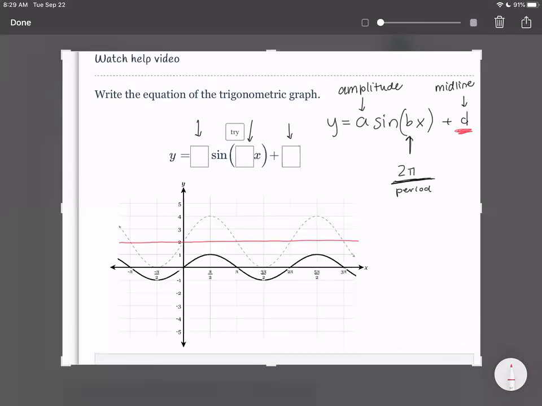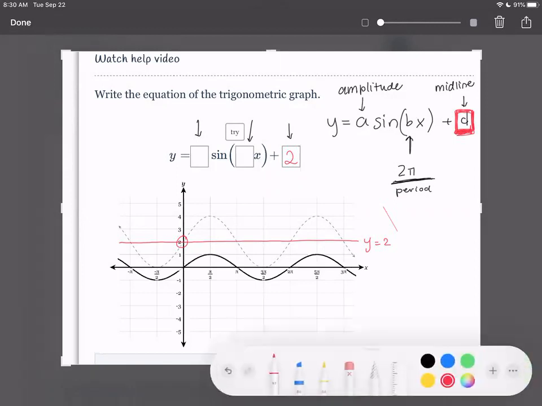Okay, so this is our midline, and it is at the height of 2. So this is the equation y equals 2. And we're going to put our midline over here as a positive 2, because the midline is the thing that goes at the end, according to this equation that we wrote. Okay, so the midline goes at the end. Since our midline was at the height of 2, we are putting that at the end of our equation.